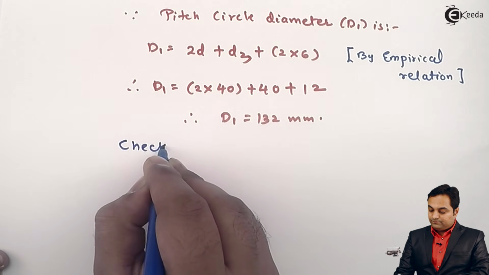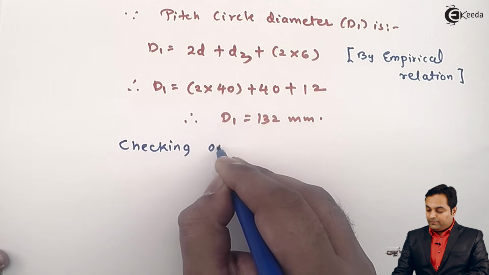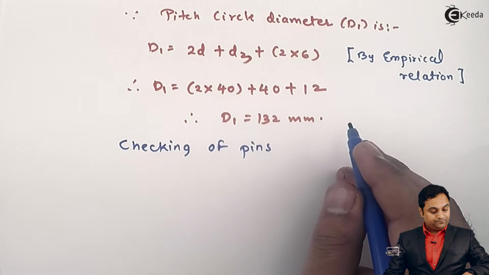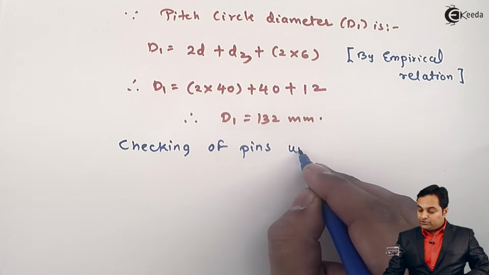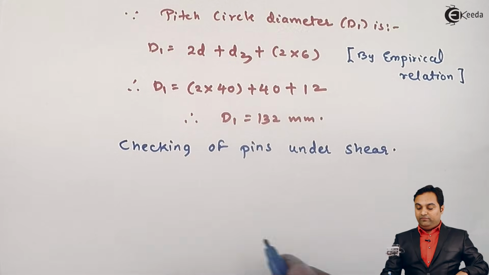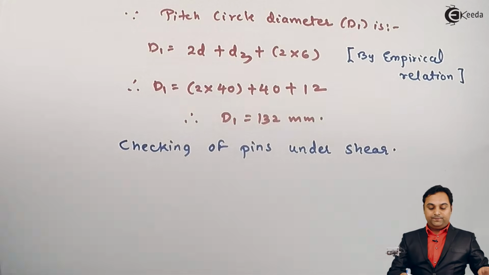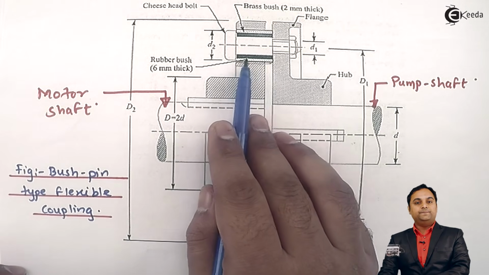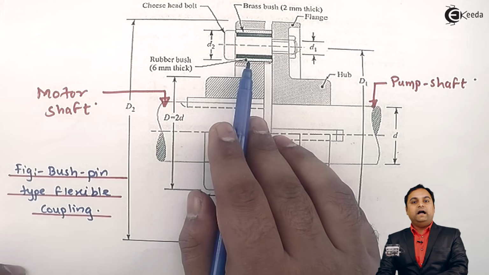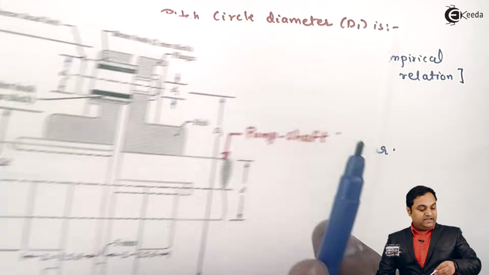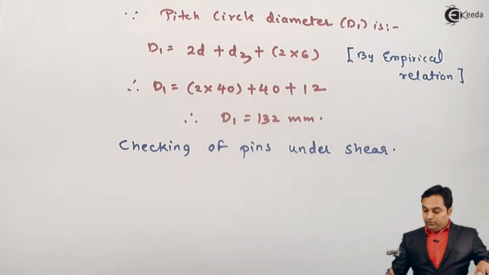Checking of pins under shear. Now when we are checking the pins under shear, first I'll find the load acting on this pin, then I will divide load by the area. The load which is acting here is called the bearing load.